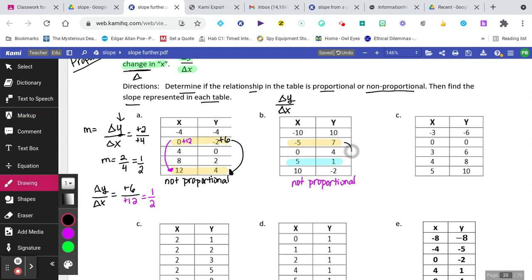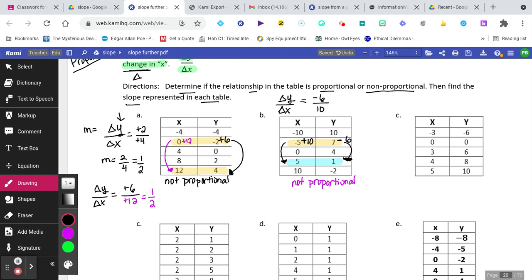All right, so what am I doing to 7 to get to 1? Oh, I know, I'm subtracting. I'm subtracting 6. 7 minus 6 gives me that 1. So the change here in the y's would be a negative 6. And what are you doing to negative 5 to get to a positive 5? Well, you know you're going up, so you're adding something. But negative 5 plus what would get you to a 5? Well, that would be a plus 10.